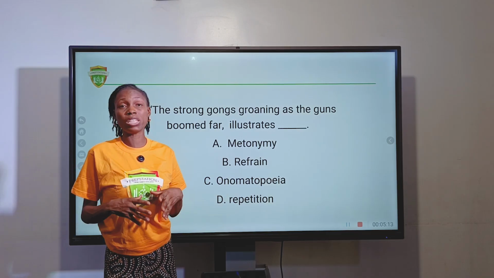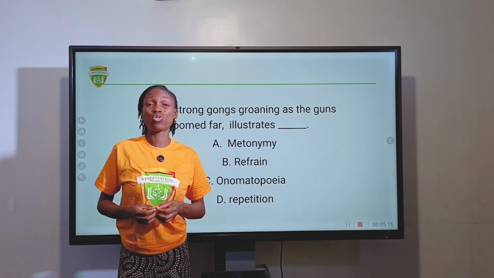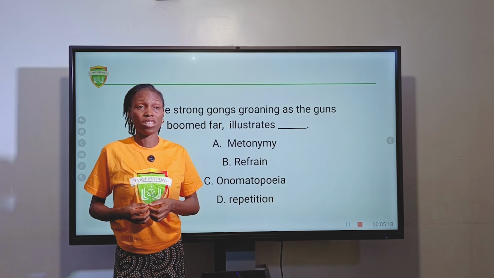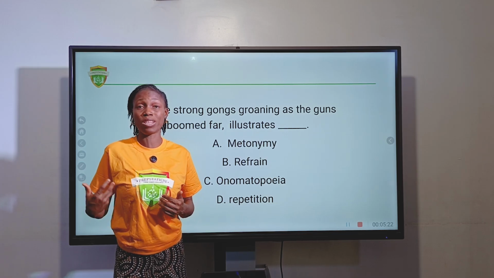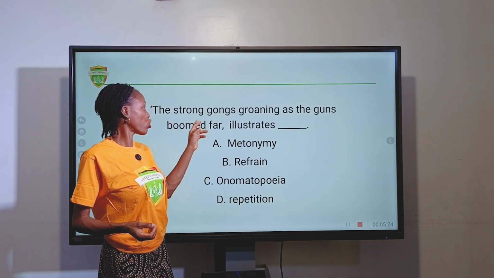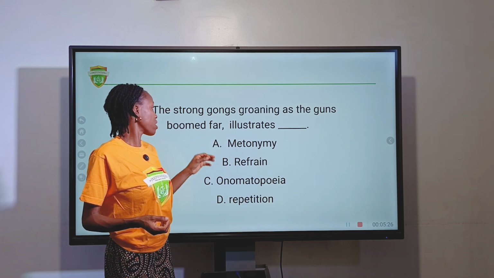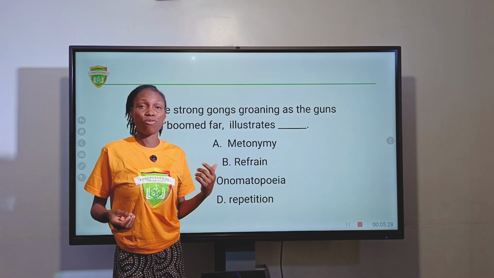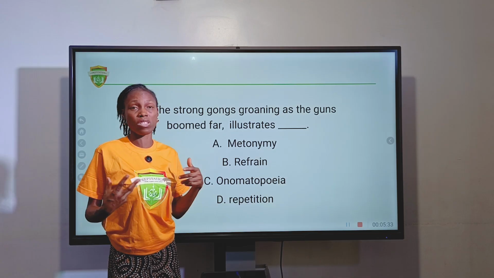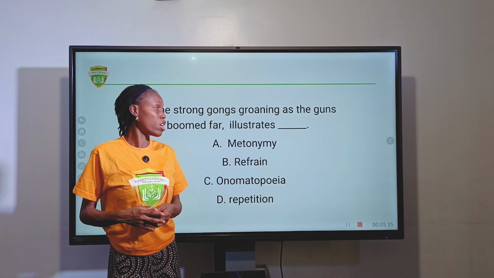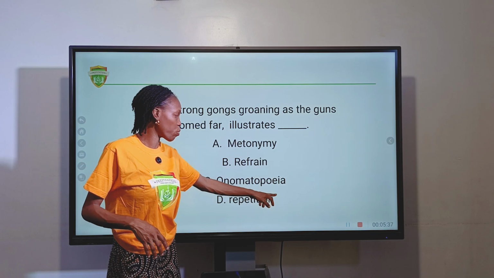So onomatopoeia is a figure of speech that has to do with sounds. In this case, sounds of an object or how the sounds are made. So we have the strong gongs groaning as the guns boomed far. Groaning has to do with sounds, and then boomed, in this case, the sound of the gun. So the word is onomatopoeia.